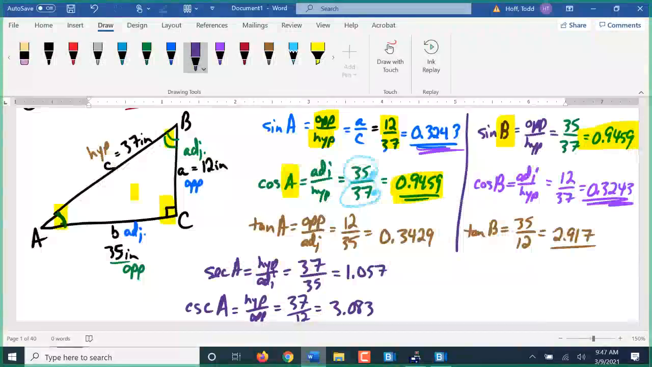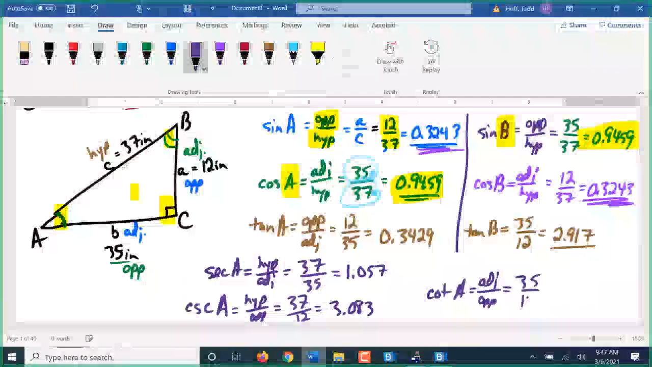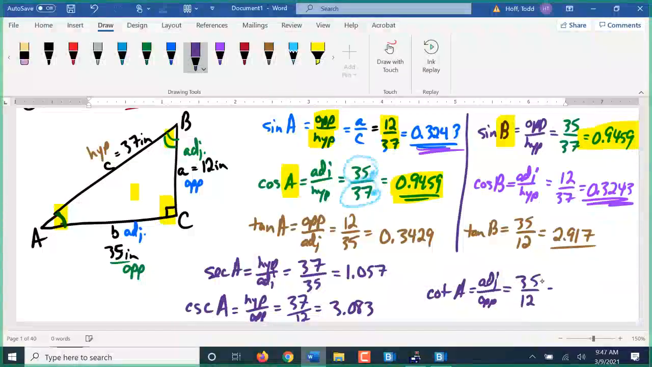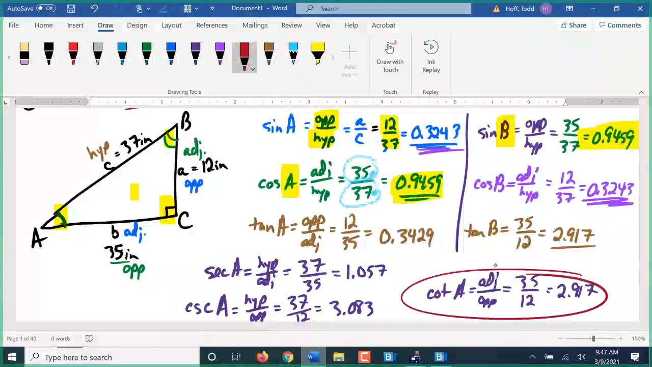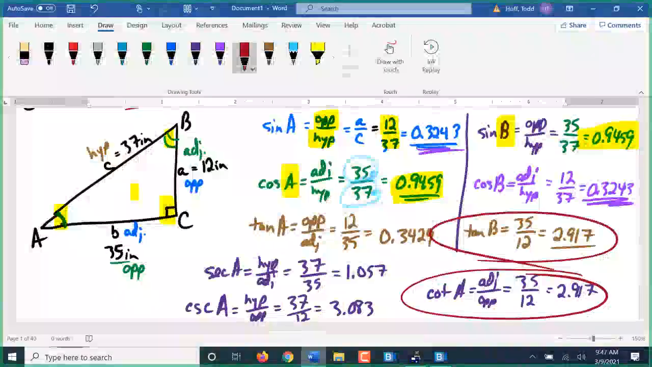And, of course, we could have the cotangent of A. Cotangent is adjacent over opposite. That's going to be the 35 over 12. Otherwise known as 2.917. You might notice those two are the same. A and B are complements. So the tangent of one equals the cotangent of the other.